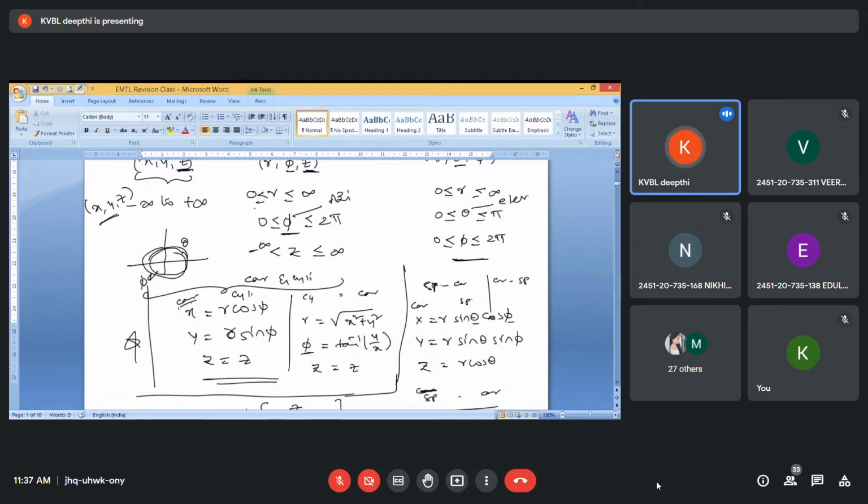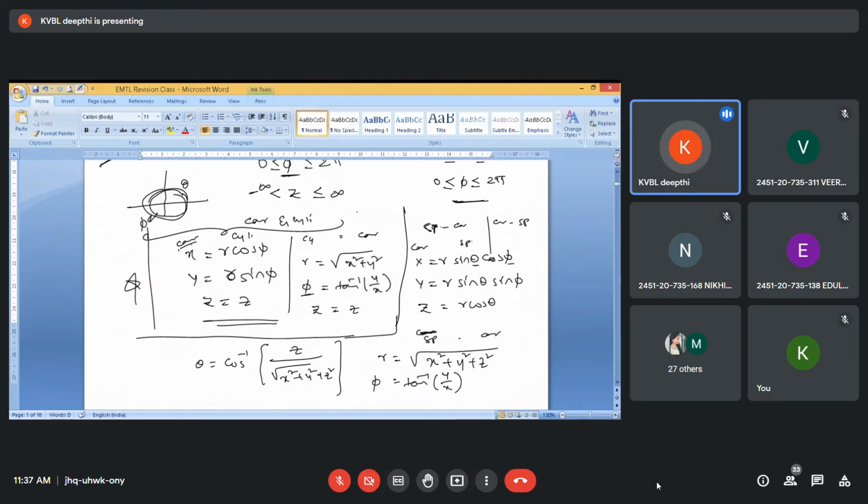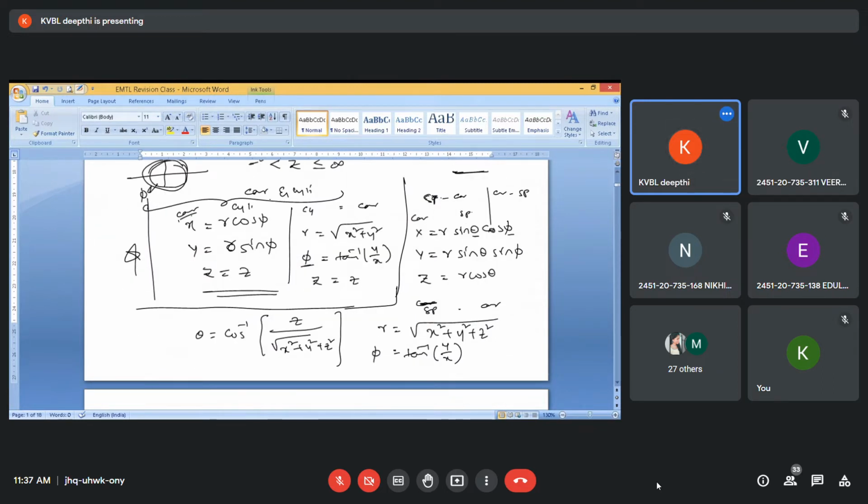So for remember the formulas, we పెట్టుకోవాల్సిన ఇంపార్టెంట్గా ఏంటి ఇక్కడ, what are the ranges of all the three coordinate systems and also how to convert from one coordinate system into the other coordinate system. Till here is it okay?